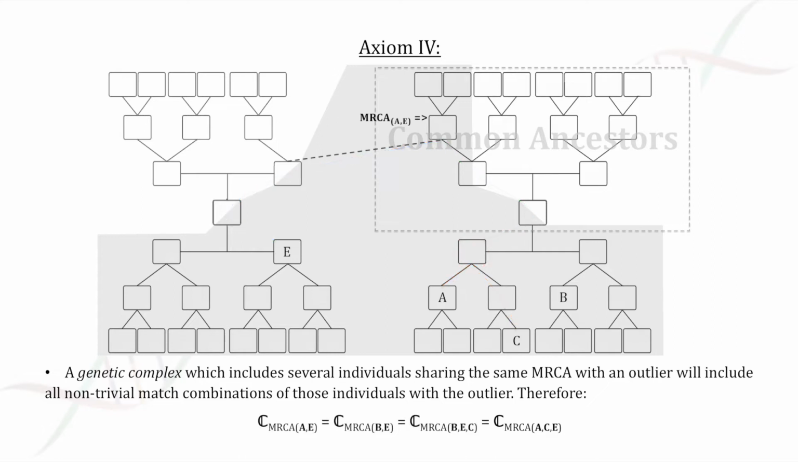Strictly speaking, the order of letter-named individuals does not matter. The complex about the MRCA of BEC is identical to the complex about the MRCA of CBE, but for consistency, we'll prefer an alphabetized arrangement wherever possible.